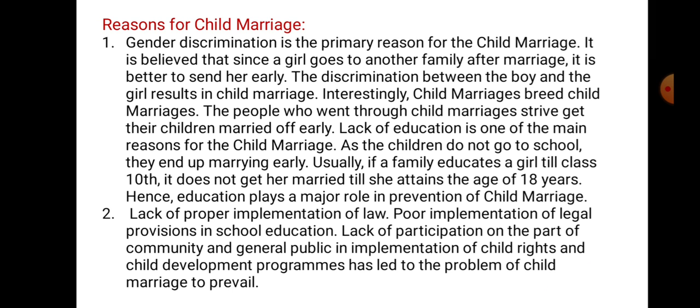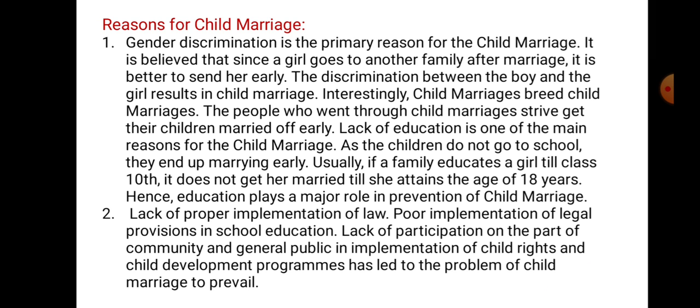Lack of education is one of the major reasons for child marriage. As the children do not go to school, they end up marrying early. Usually, if a family educates a girl till class 10th, it does not get her married till she attains the age of 18 years. Hence, education plays a major role in the prevention of child marriage.